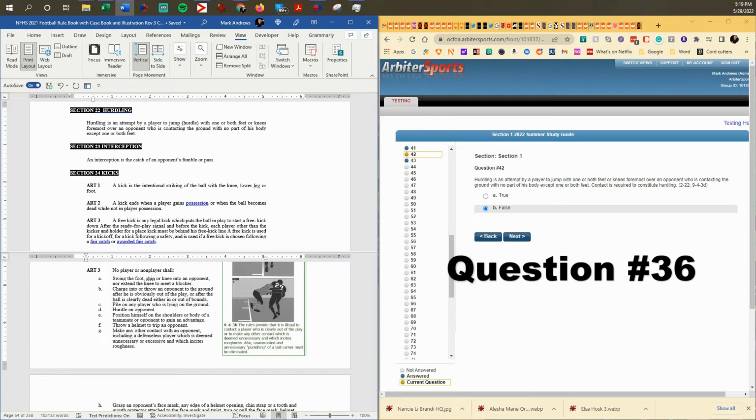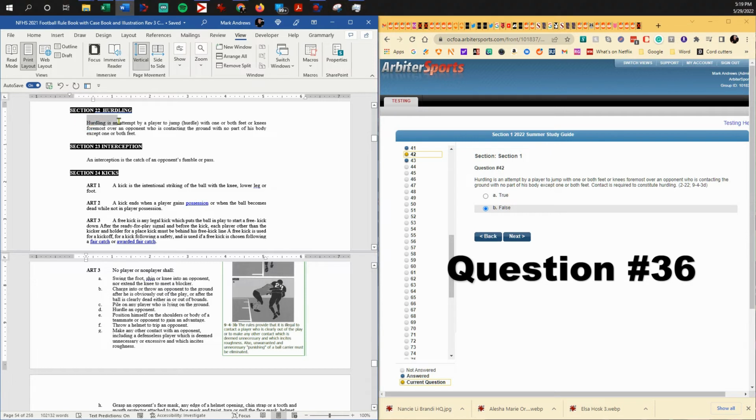Okay, question 42. Hurdling is an attempt by a player to jump with one or both feet or knees foremost over an opponent who is contacting the ground with no part of his body except one or both feet. Contact is required to constitute hurdling. So if we look at the definitions, this is Rule 2, guys. You new guys, read Rule 2 over and over. It's the one everybody ignores, and it's probably the most important rule in the book.